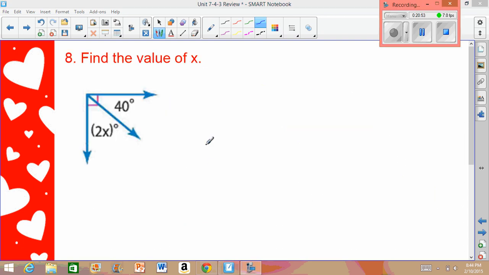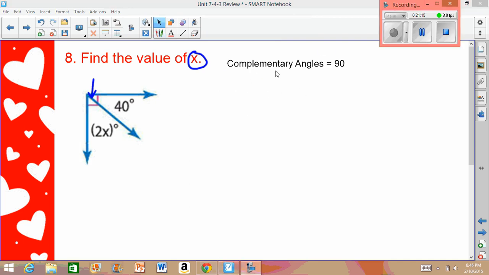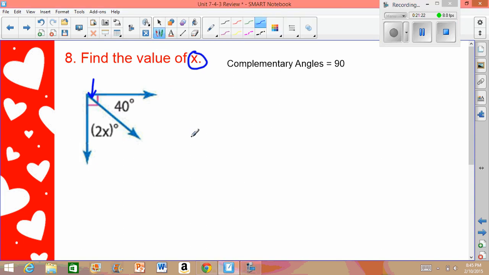All right, moving on to number 8, it says find the value of x. So we just need to know what x equals. So I have these two angles right here, 2x and 40 degrees. And if I look at the picture right here, I see that 90-degree angle. So that means these two angles are complementary. Okay, so remember, complementary angles are two angles that total 90 degrees. So that means these two angles together give me a total of 90 degrees.